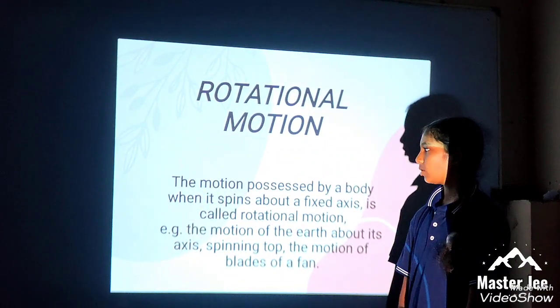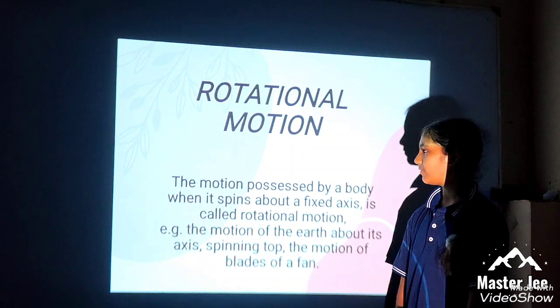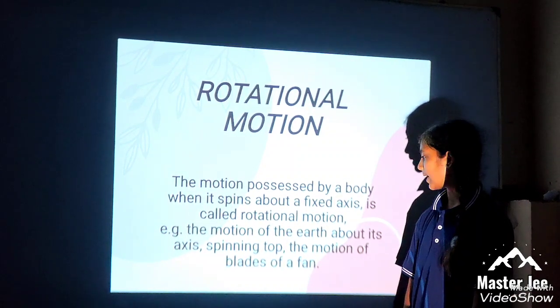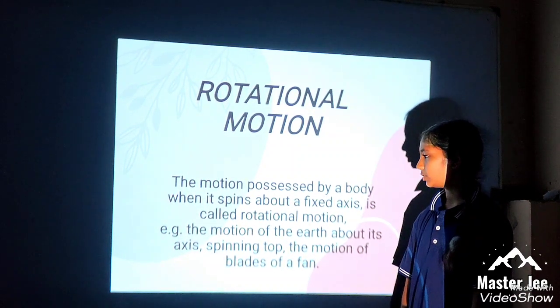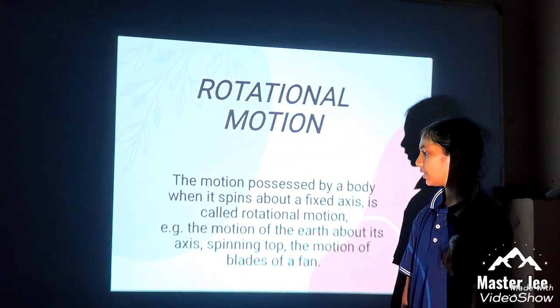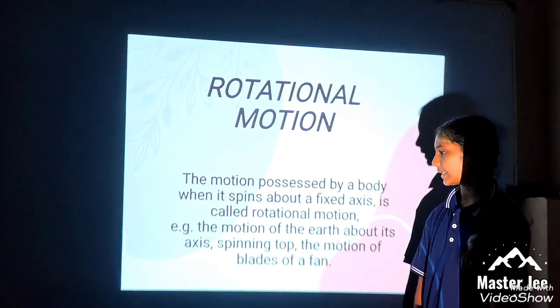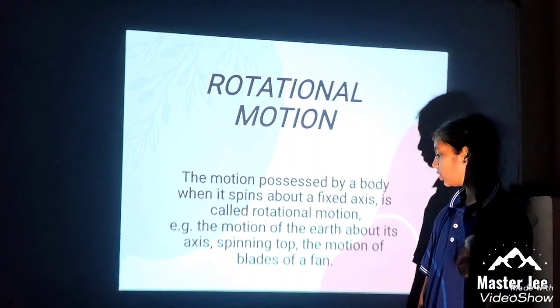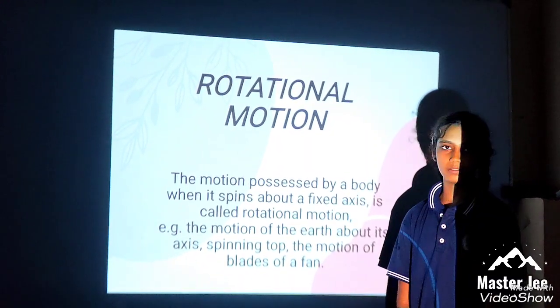Rotational motion. The motion caused by a body when it spins about a fixed axis is called rotational motion. Example, the motion of the earth about its axis, a spinning top, the motion of the blades of a fan.